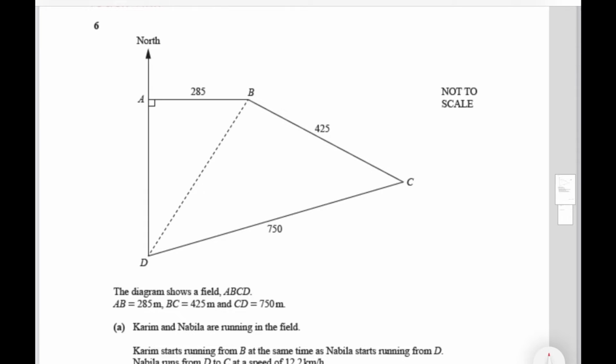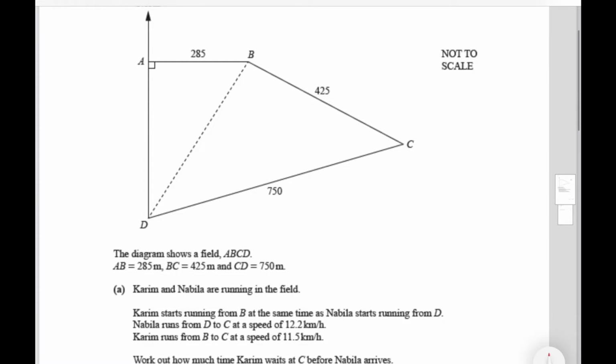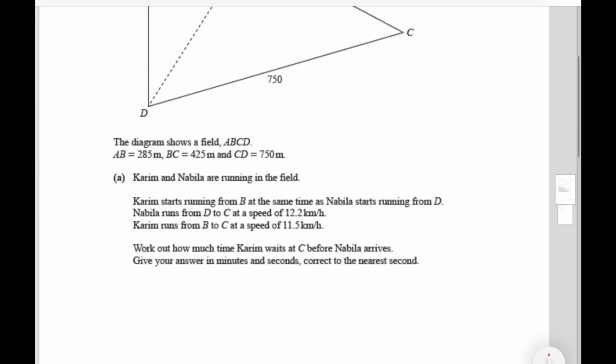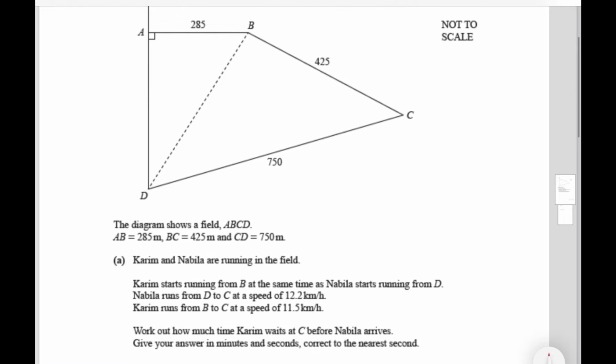In the question, they've given us two triangles. The question reads, the diagram shows a field ABCD. AB is 285 meters, BC is 425 meters and CD is 750 meters. Part A says Kareem and Nabila are running in the field. Kareem starts running from B at the same time as Nabila starts running from D.